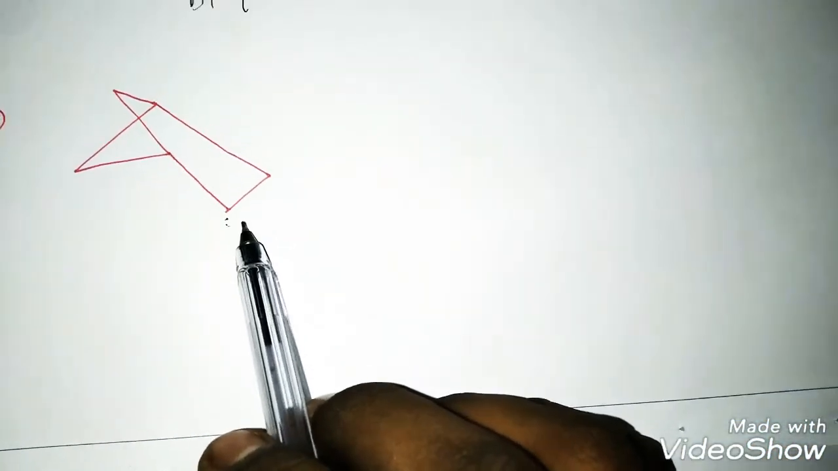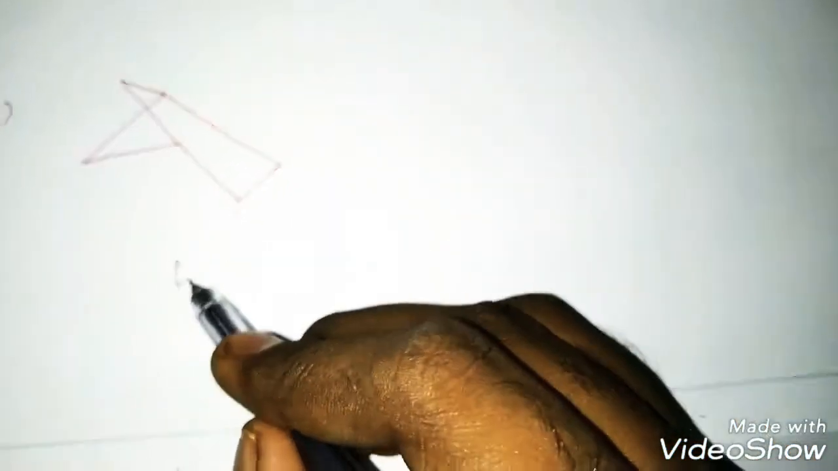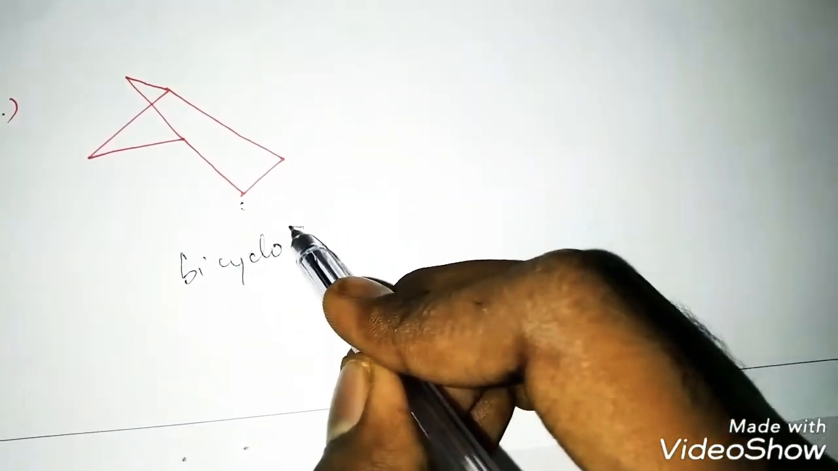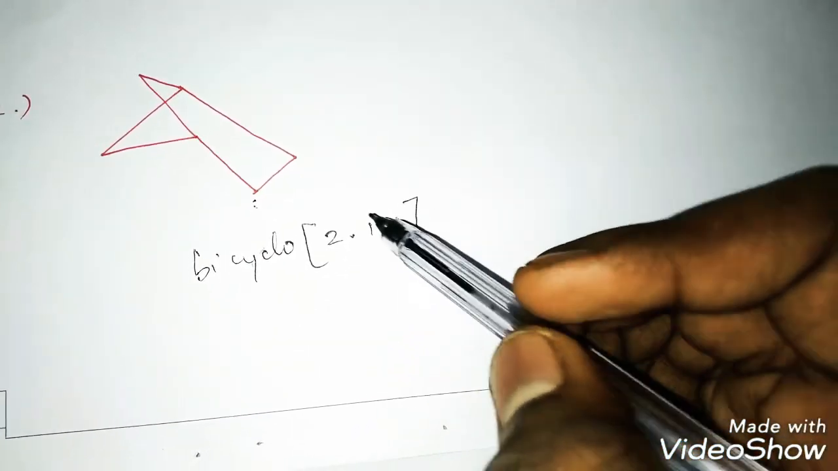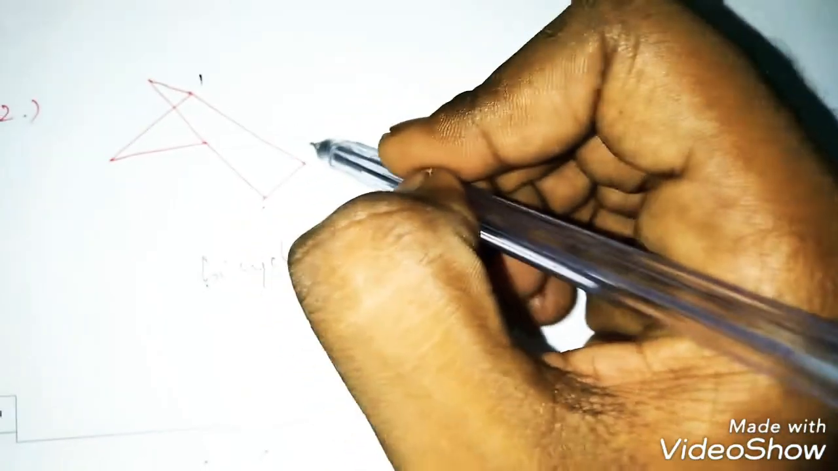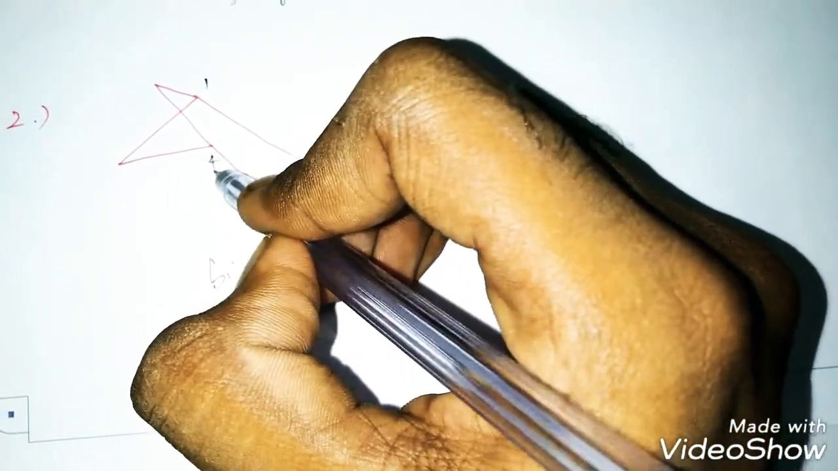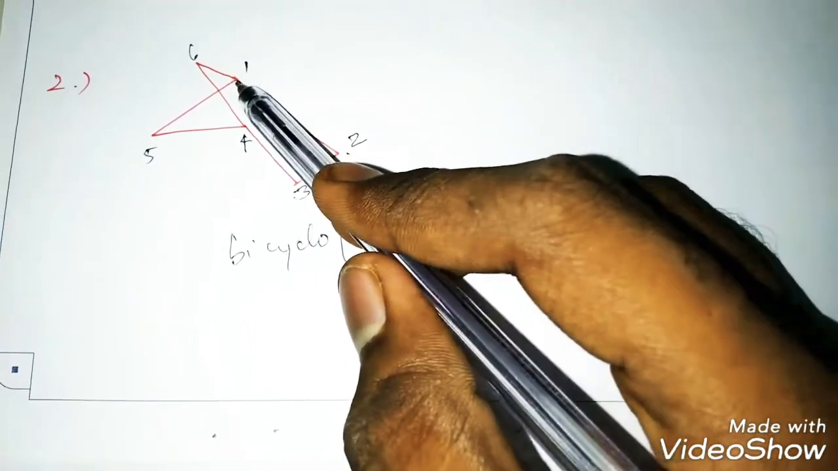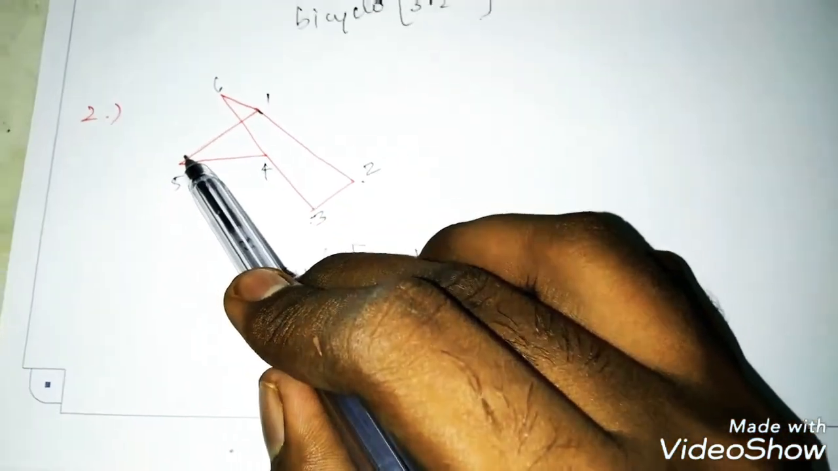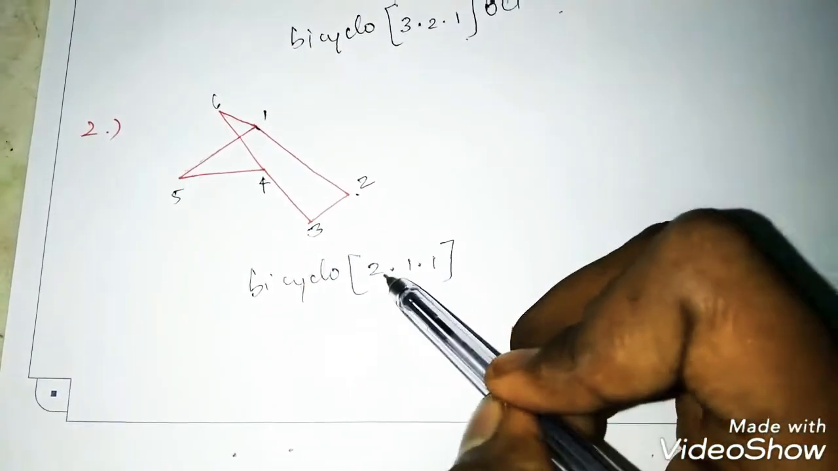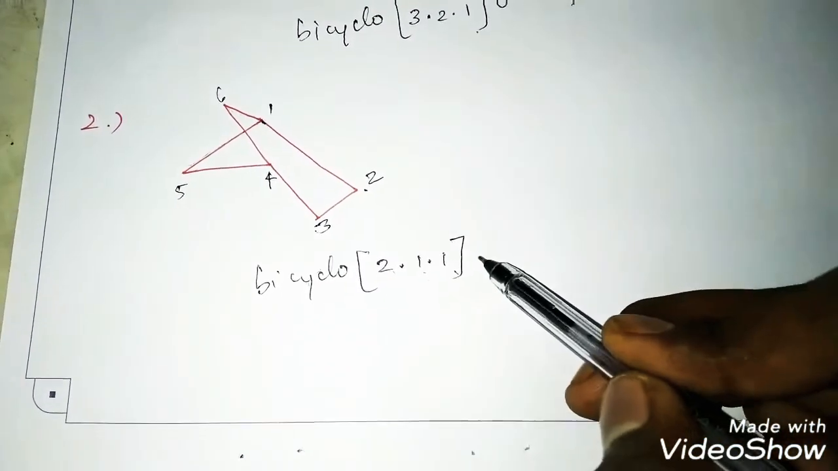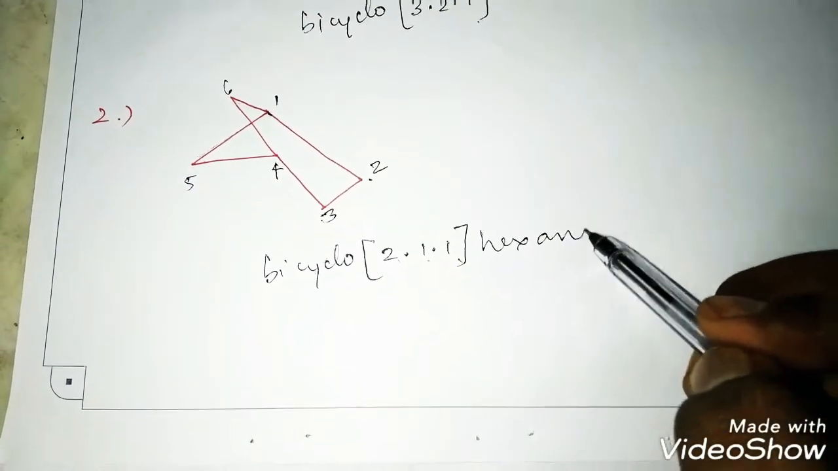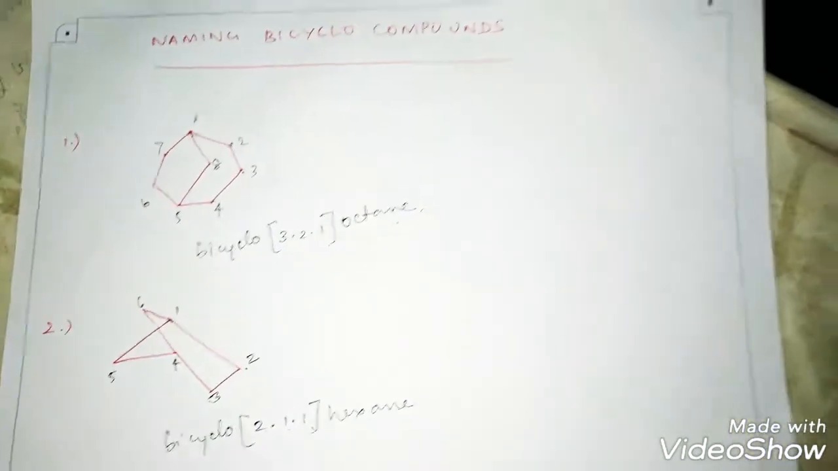It is also another bicyclo compound. Here also we use the prefix bicyclo, then it is 2, 1, 1. So we have to number it, then only we can write 1, 2, 3, 4, 5, and this is 6. Here it is 2, 1, and here one more 1 is there. So 2, 1, 1 in descending order, and it is 6-membered, so I use the term hexane. So this is the IUPAC system for naming the bicyclo compounds.